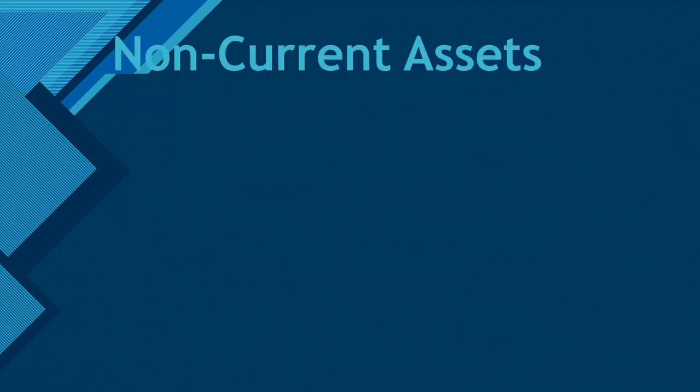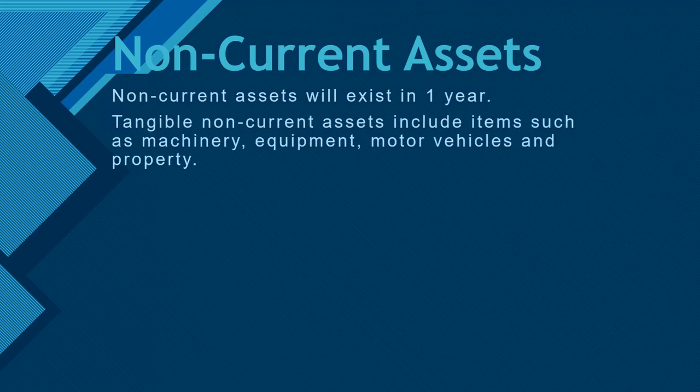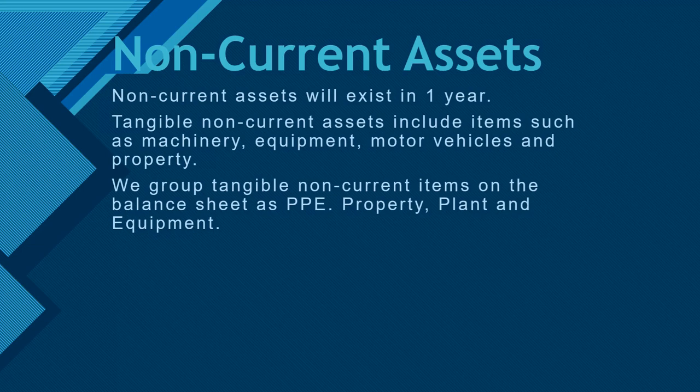Non-current assets, long-term assets, will exist beyond 1 year. Very common tangible non-current assets include items such as machinery, equipment, motor vehicles, and property. We group tangible non-current assets on the balance sheet as PPE. We put them all together, machinery, equipment, cars, property, buildings, whatever, on the balance sheet, as one item called PPE, property, plant, and equipment.